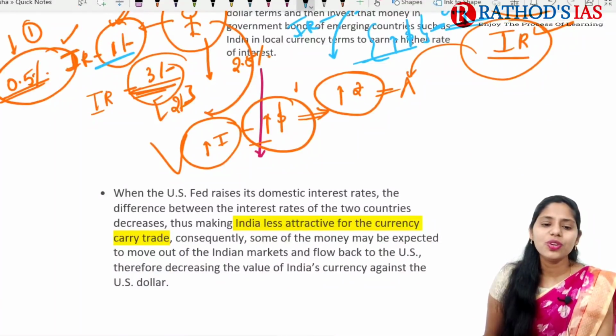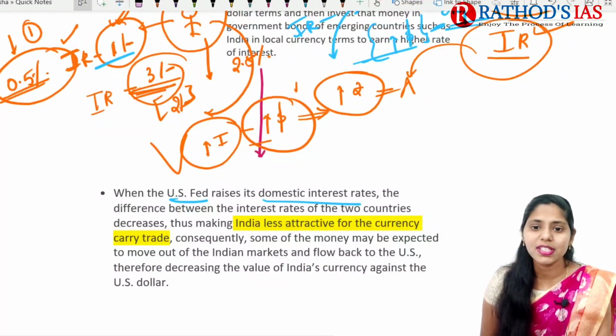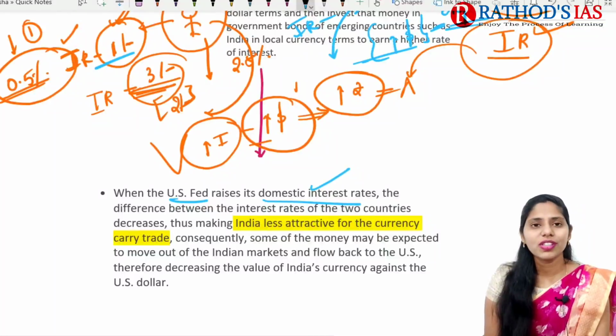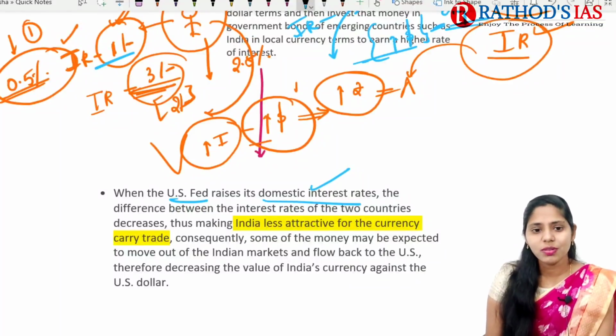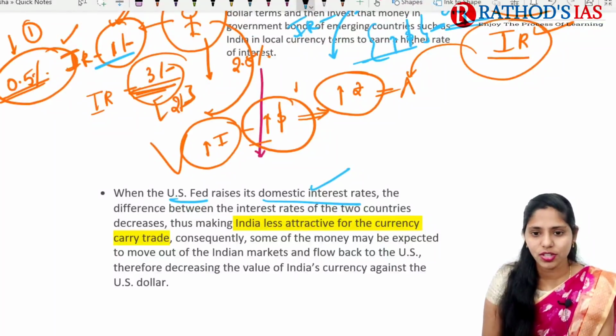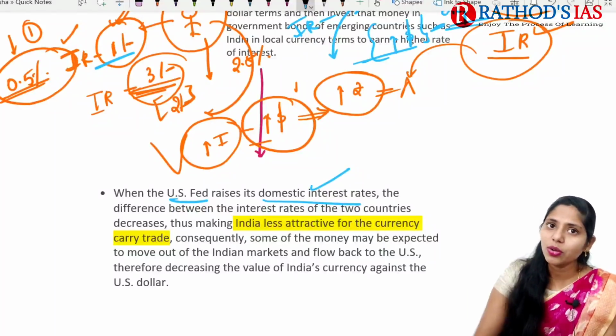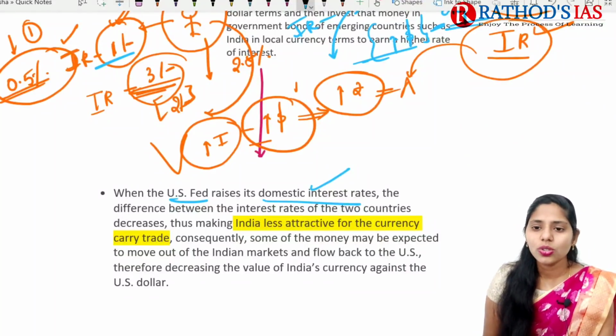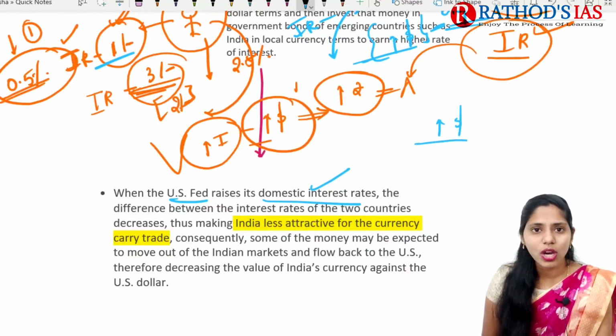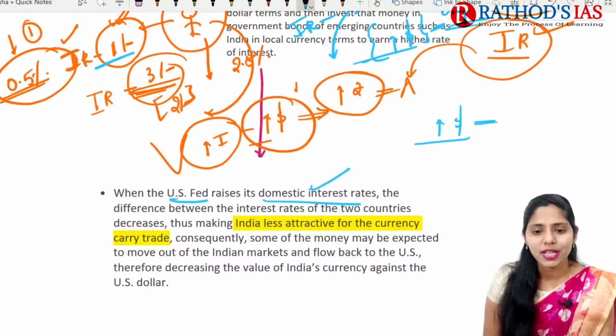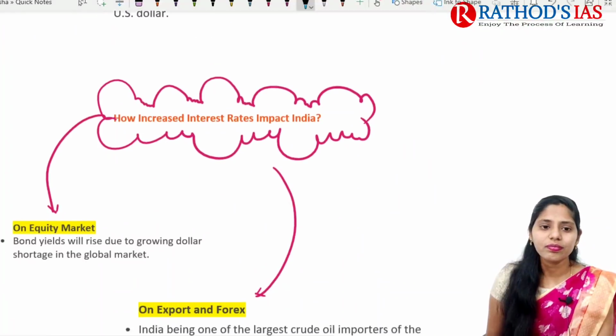Okay, so when the US Federal Reserve raises the domestic interest rate, the difference between the interest rate in India and the US will be very much less. Because of this, India is less attractive for currency carry trade. So the dollars in the Indian markets will be going back to the US markets, so there will be an increase in the demand for dollars, and that will lead to depreciation. So this is the condition that we are seeing in India now.